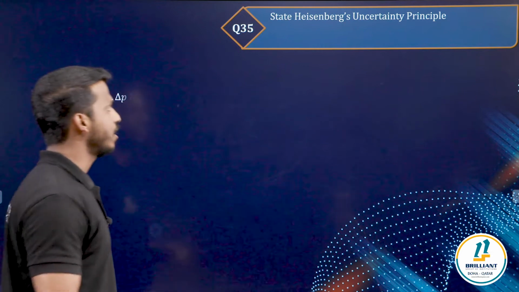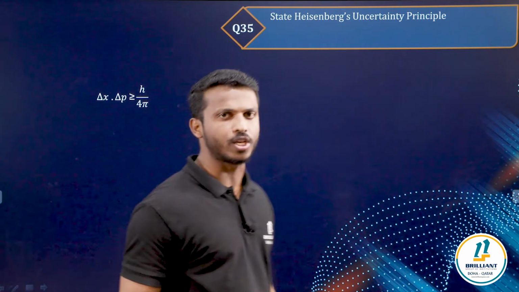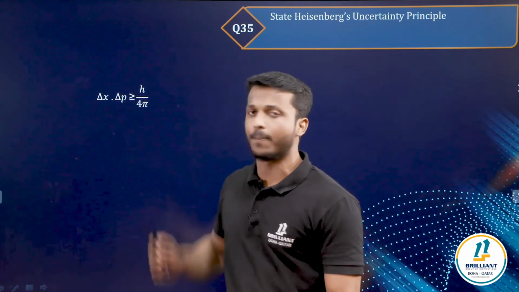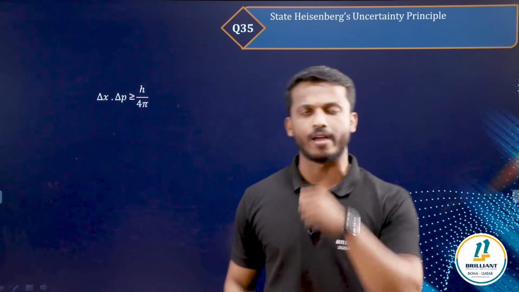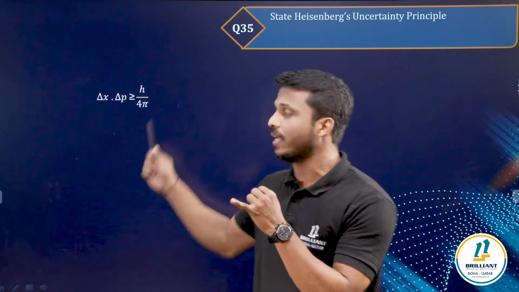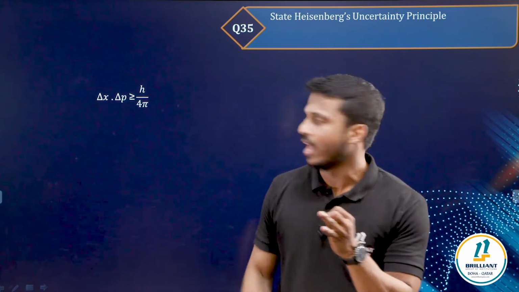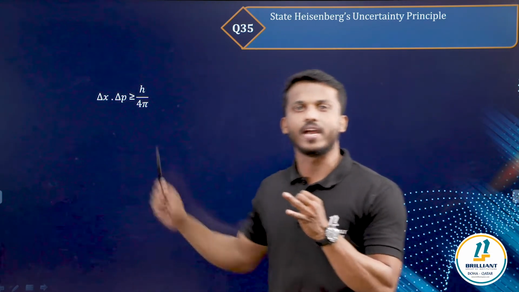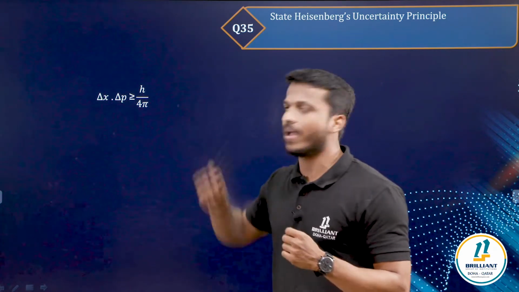That is called the Heisenberg uncertainty principle. The statement and the expression are important. What is the expression? Delta x into delta p is greater than or equal to h by 4 pi, where delta x is the uncertainty in position, delta p is the uncertainty in momentum, and h is Planck's constant. Pi is 3.14. And what is momentum, dear all?